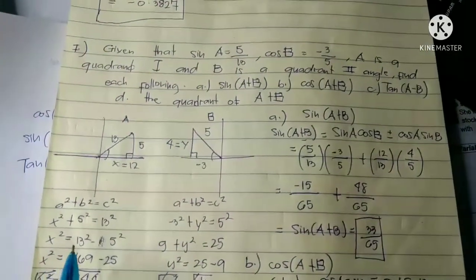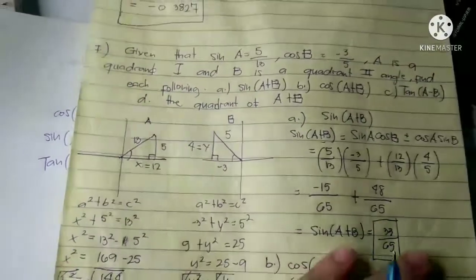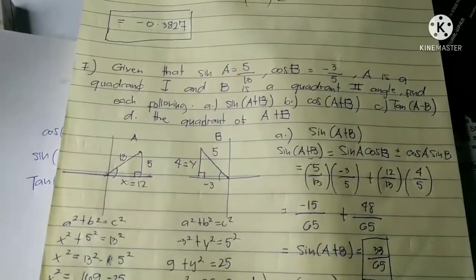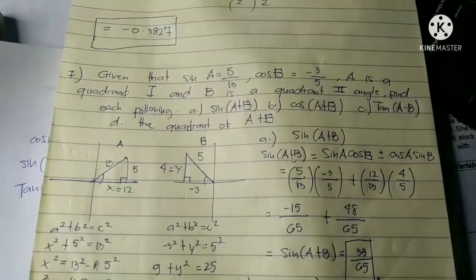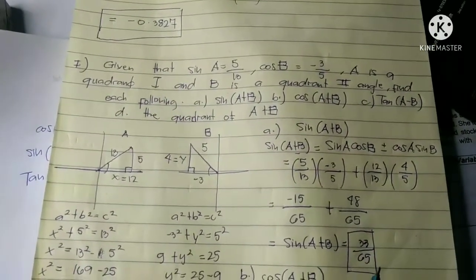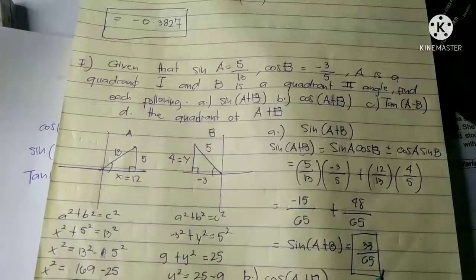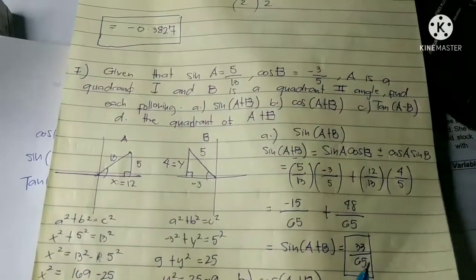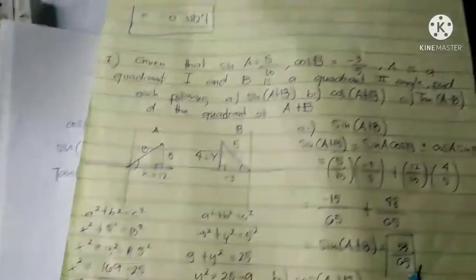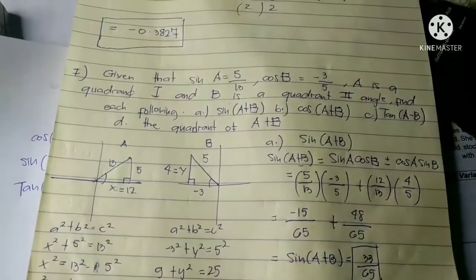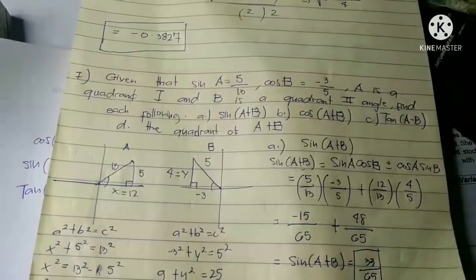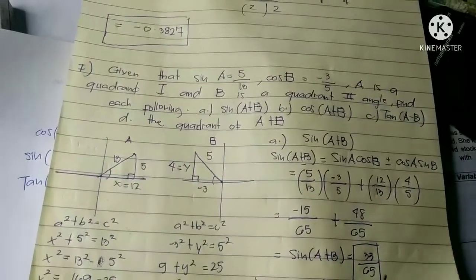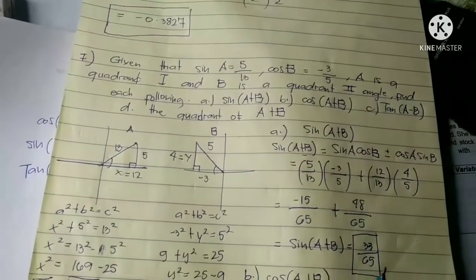Now we are in number 7. Given that sine A is equal to 5 over 13 and cosine B is equal to negative 3 over 5, A is a quadrant 1 angle and B is a quadrant 2 angle. Find each of the following: first, sine of A plus B; second, cosine of A plus B; third, tangent of A minus B; and lastly, the quadrant of A plus B.